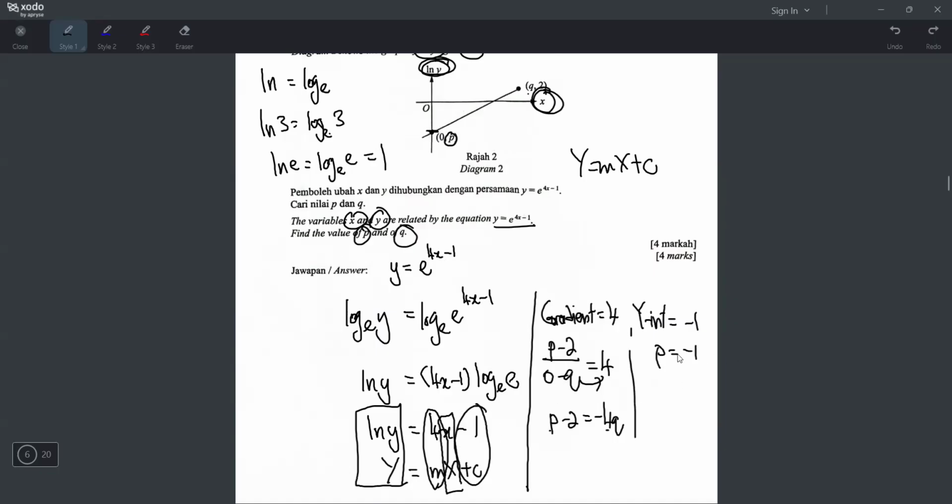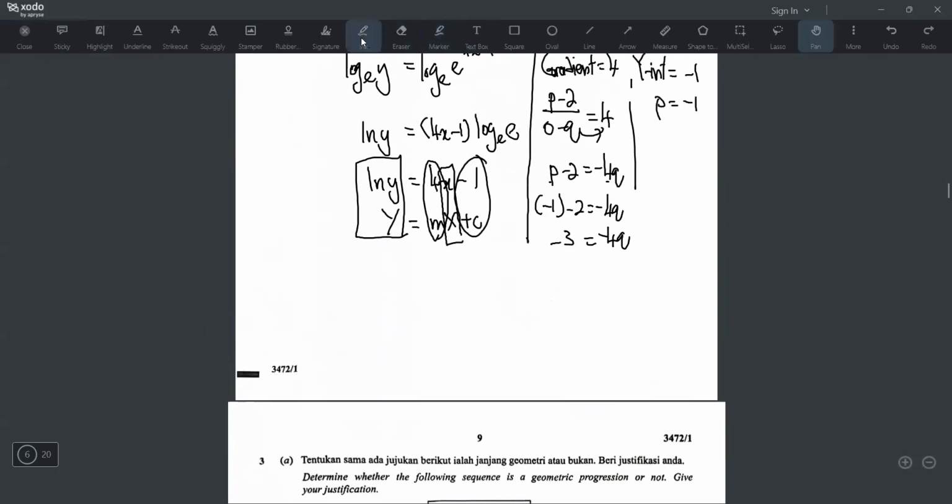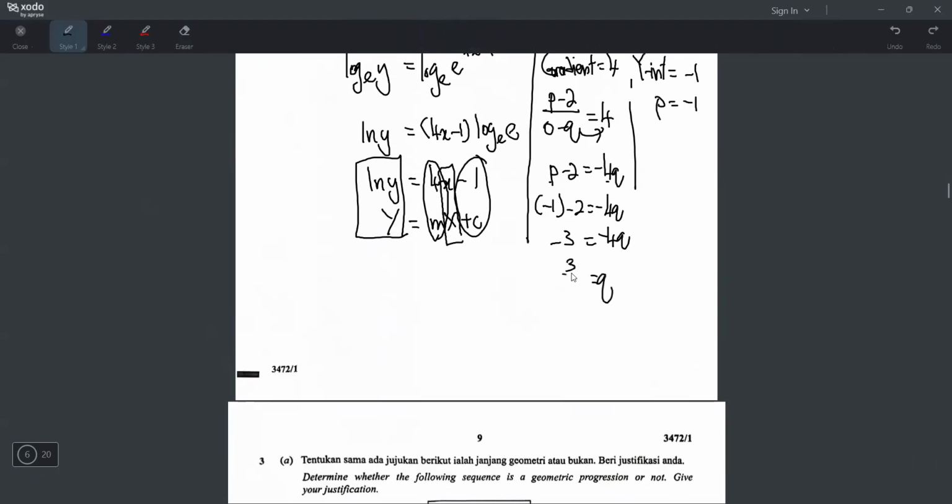So p is -1. And now the -1 can ganti masuk like this. And then now you can find your q. -1 minus 2 is -3. This is -4q. And q will be -3 divided by -4, which is +3/4. And we can write again, p equals -1, comma, q equals 3/4. Right? And you should be able to get full marks if you write like this. Okay, hope you understand.